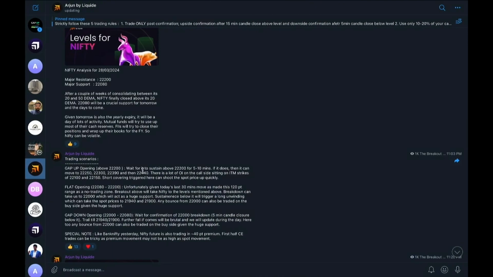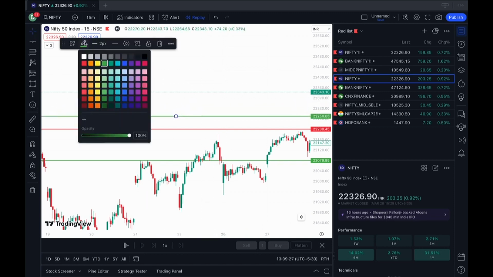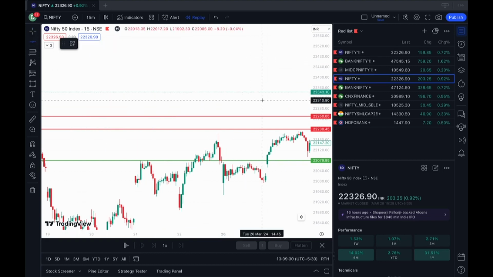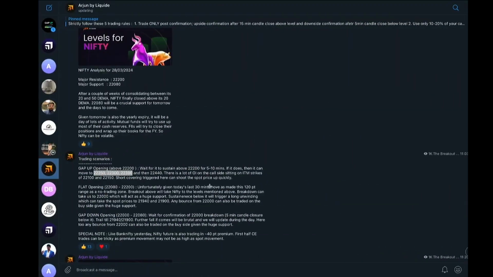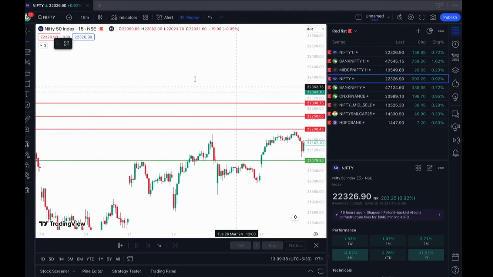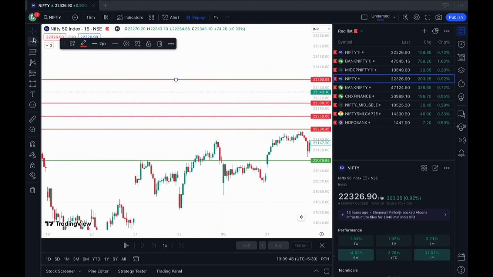Next level: on a gap up opening, it will go up, and then it can move up to 22,250, 300, 390, 440. So I'll mark them. 22,250 need not be exact, but try to make it as exact as possible. 22,300, 22,390 and 440. So these are the levels marked on the top side.